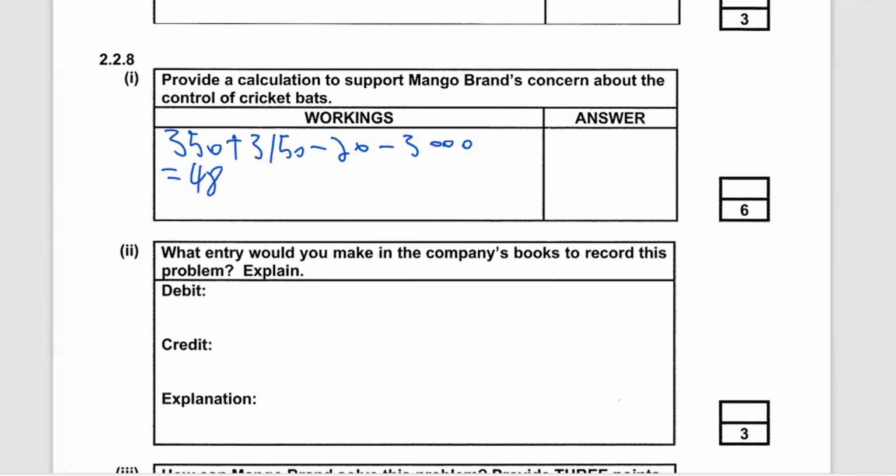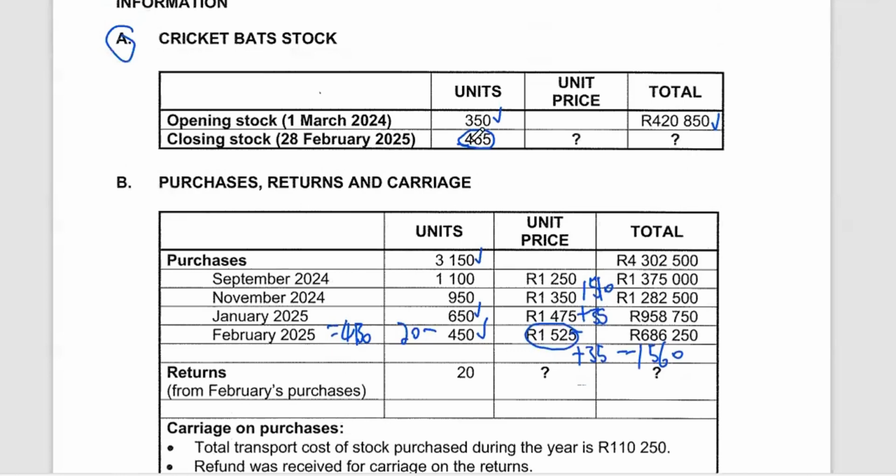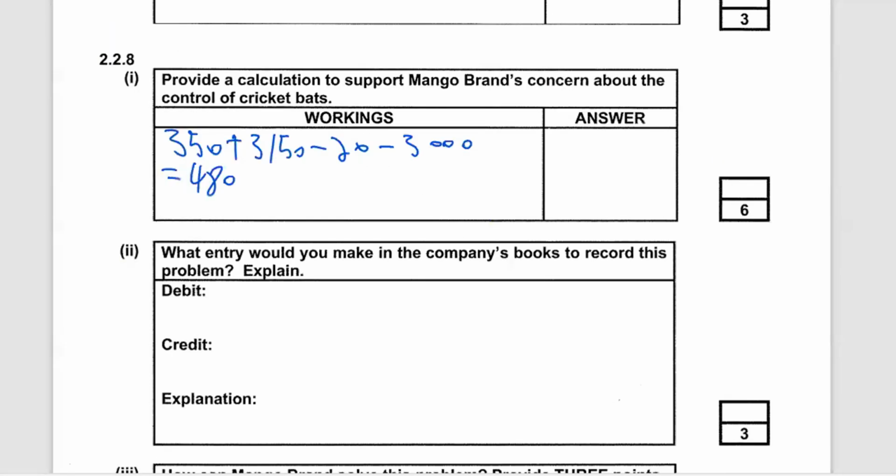So now we are supposed to have 480 units. But on hand, on actual, how many units do we have? We have 465. So it means some units are missing. So we're going to say 480 minus the 465 units. Then we get 15 missing units.